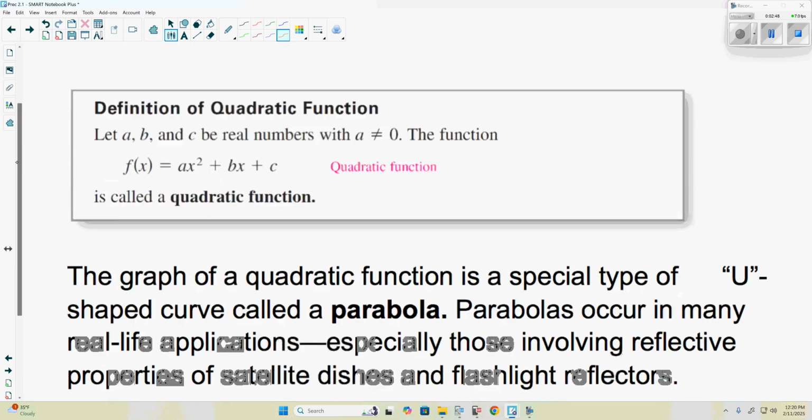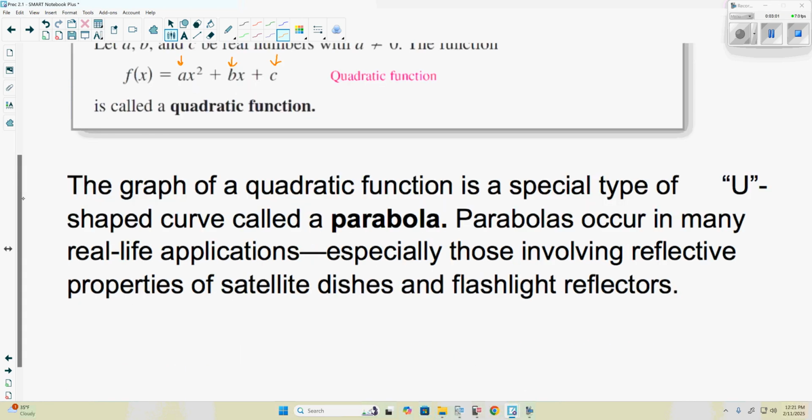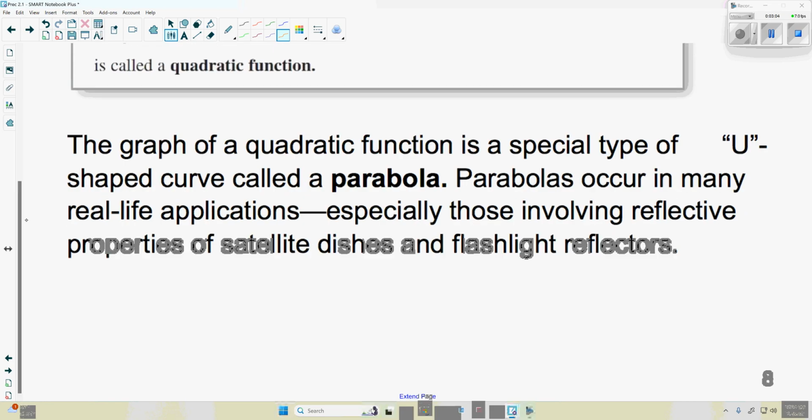But the main one, and the way that we will present most of these, is standard form, ax squared plus bx plus c, where a, b, and c are the numbers in front of our x squared, x, and our constant term. The graph of a quadratic function is a special type of U shape called a parabola. Parabolas occur in many real-life applications, especially those involving reflective properties such as satellite dishes and flashlights.